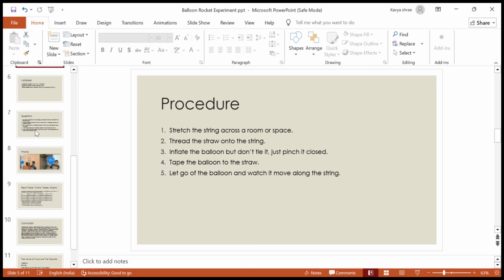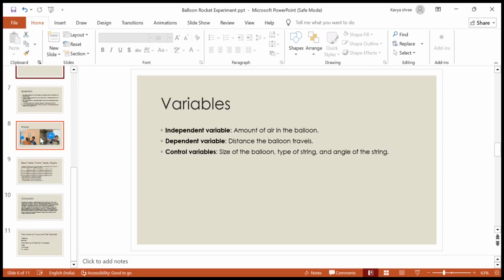And now let's go to the variables. The independent variable is the amount of air in the balloon. The dependent variable is the distance the balloon travels. The control variables are the size of the balloon, the type of string, and the angle of the string.